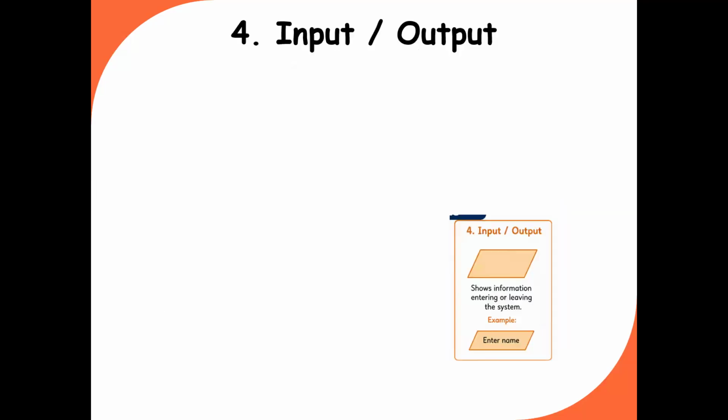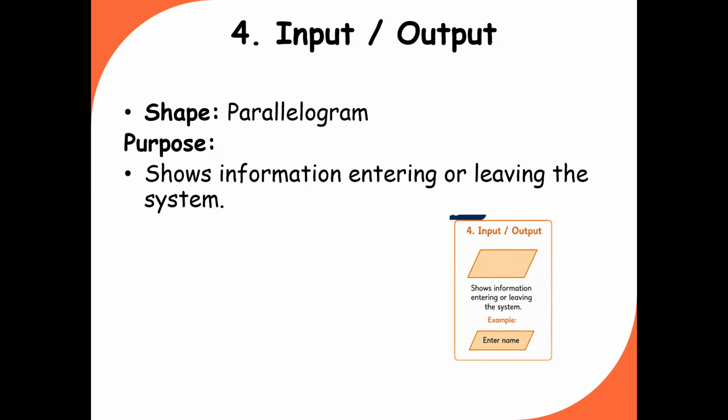Then we move to the next shape, which is input and output. So the input and output are also like process, but for input and output, we use them to enter information or information leaving our system. That's the difference. The shape is parallelogram. The purpose shows information entering or leaving the system.